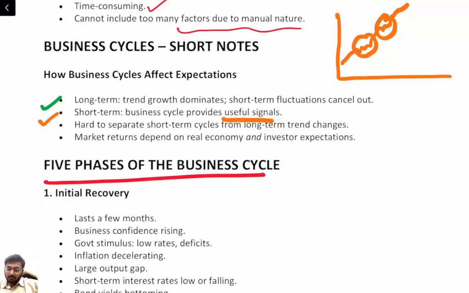Because what can happen from here, after this short term shock, there is a possibility that even the trend can go downwards rather than going upside. So short term business shocks are also very important to be analyzed. Clear? It's very hard to separate the short term cycle from the long term trend changes. They are part of the whole cycle, meaning it cannot go up and up and up all the time.